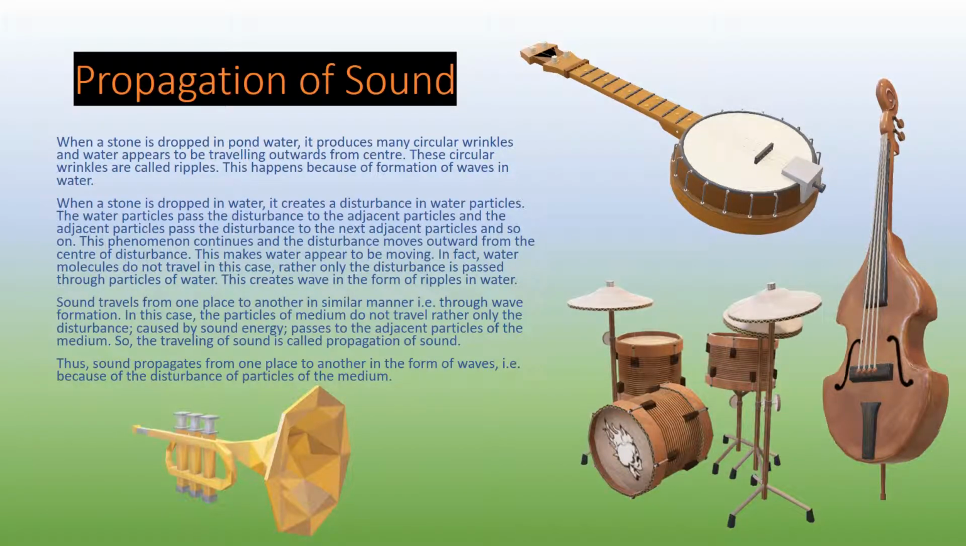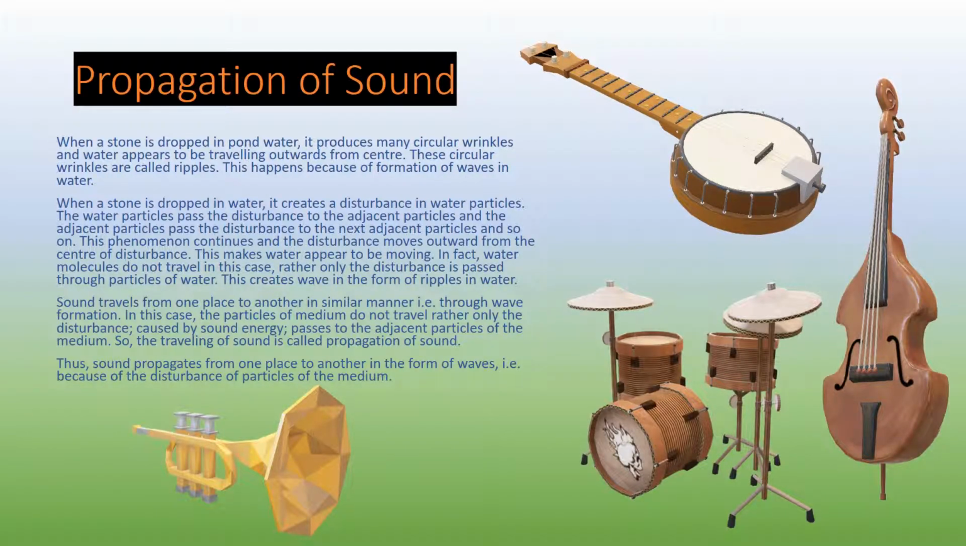When a stone is dropped in water, it creates a disturbance in water particles. The water particles pass the disturbance to the adjacent particles and the adjacent particles pass the disturbance to the next adjacent particles and so on. This phenomenon continues and the disturbance moves outward from the center of disturbance. This makes water appear to be moving. In fact, water molecules do not travel in this case, rather only the disturbance is passed through particles of water. This creates wave in the form of ripples in water.